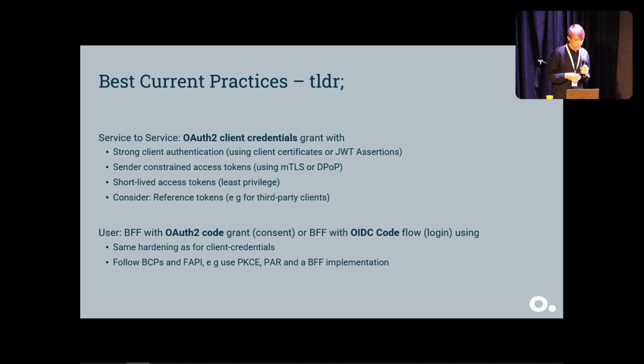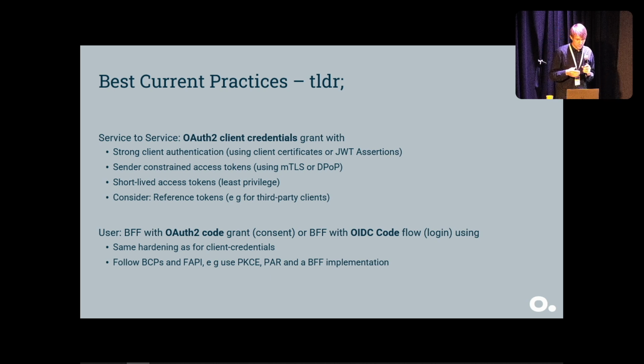And when we have users, then it's more complicated, and we use the code flow. The OAuth code flow is when you just want consent to delegate authorization to a third-party application, for instance. But when we do login, it's the OpenID Connect code flow. It's a similar flow, and we want to really distinguish between the two here. The things I will talk about concern them both.